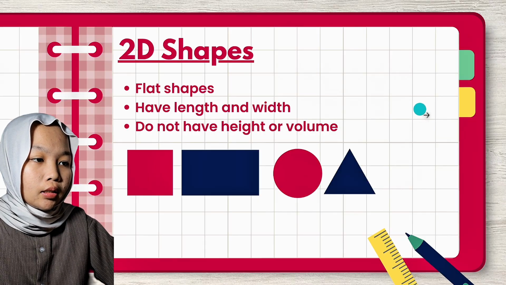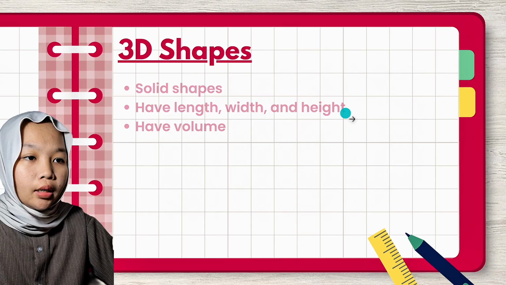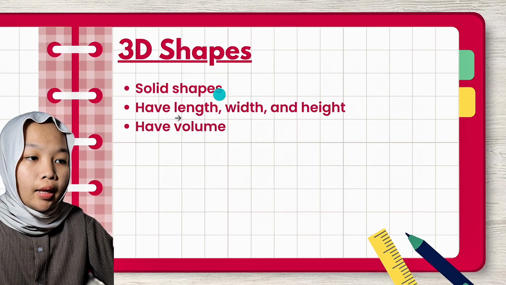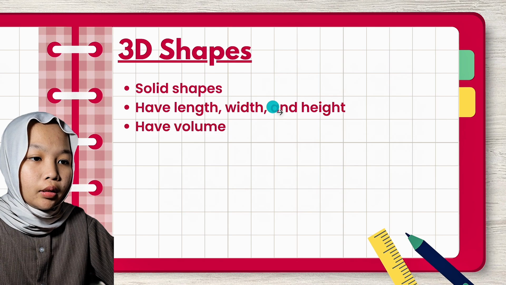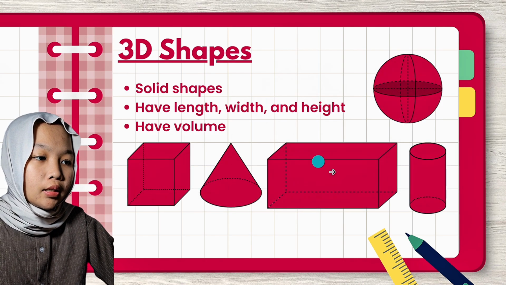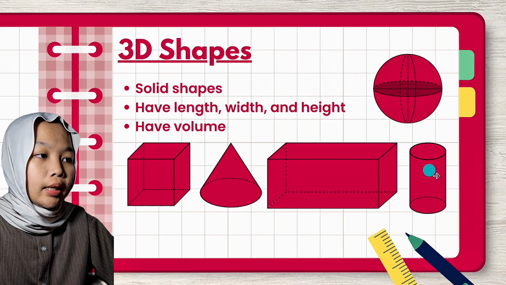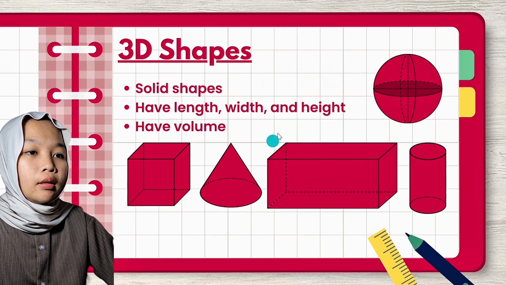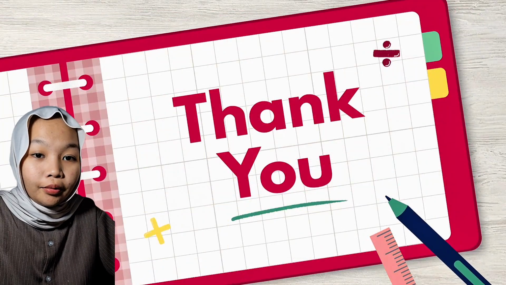So the next is 3D shapes. 3D shapes are solid shapes, and they have length, width, and height, and they have volume. The examples are like this. This is a cube, this is a cone, this is a cuboid, this is a cylinder, and this is a sphere. They are 3D shapes.